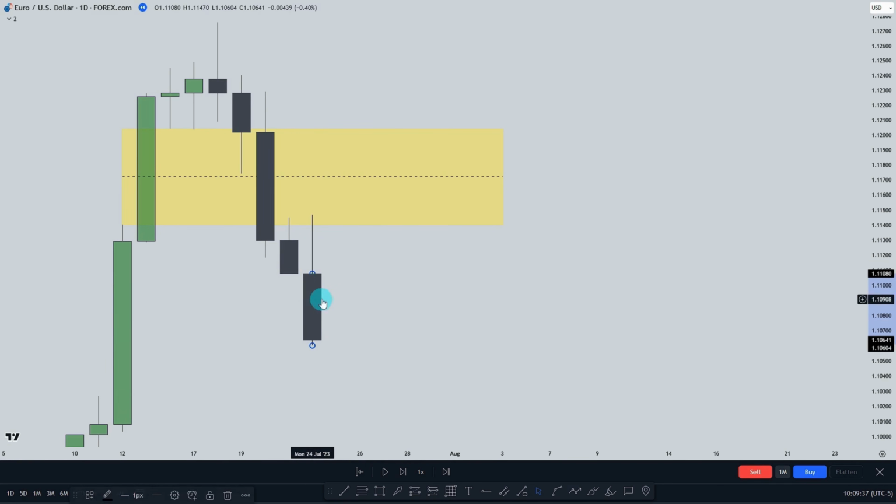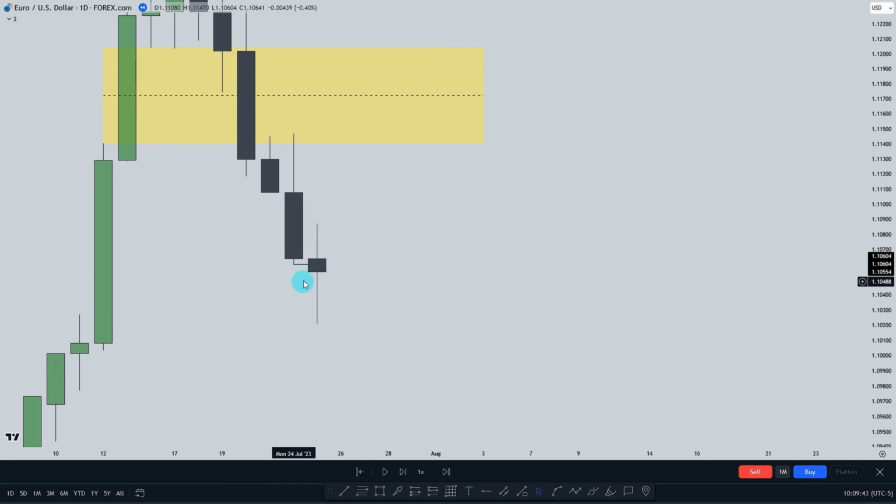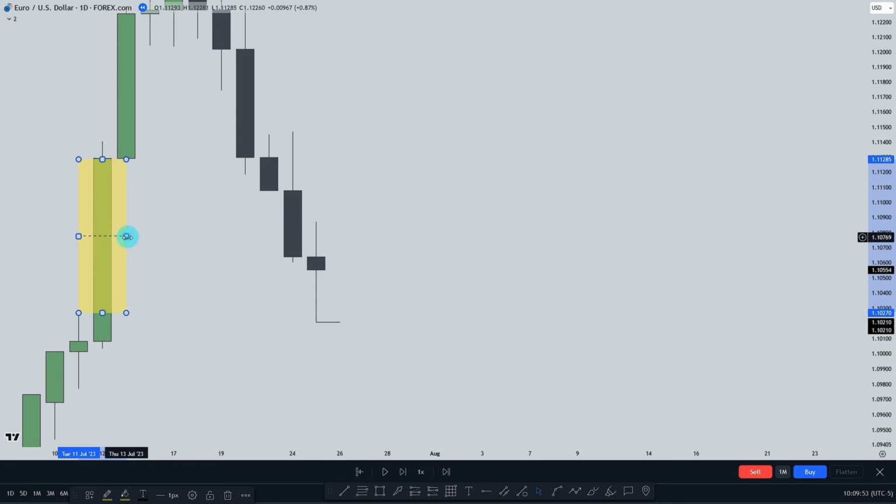Same right here. And the same right here. So now we would anticipate a previous day's low getting taken out and a close below this fair value gap over here.